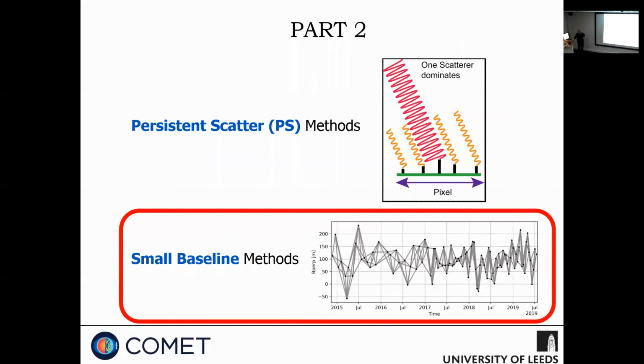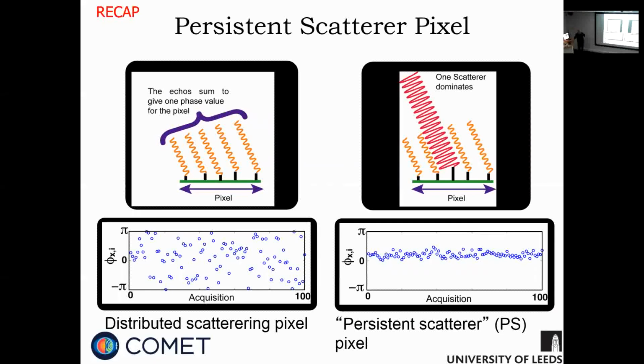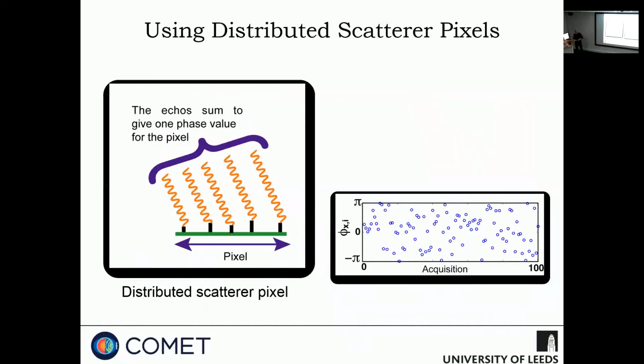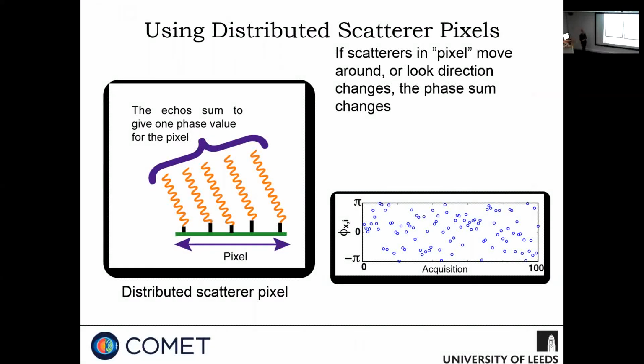Okay, so I wanted to move on to part 2, which is these small baseline approaches. I showed you this already. This is a distributed scatter pixel on the right, next to the PS pixel. But what if we wanted to use these distributed scatterers? Well, yes, we can. Basically, what we try and do is pick interferograms where we minimize either movement of these scatterers within the resolution cell or minimize the changing angle, or both.